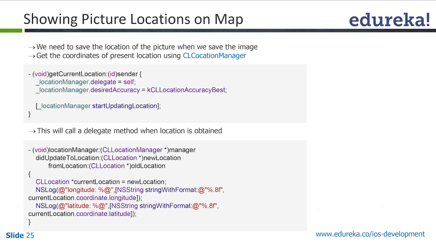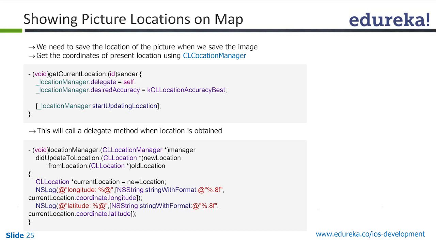Whenever you say start updating location, whenever there is a change in the location, you will get a call to the method didUpdateToLocation:fromLocation:. This is the delegate method present in the Core Location framework, and you will get called with your new location and the old location. This location is a CLLocation object, which consists of latitude, longitude, altitude, and all the things that are required for your location. It will also have the accuracy.